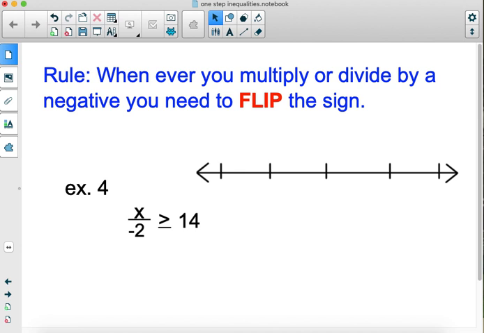Multiply by negative 2, that's right. What's 14 times 4?